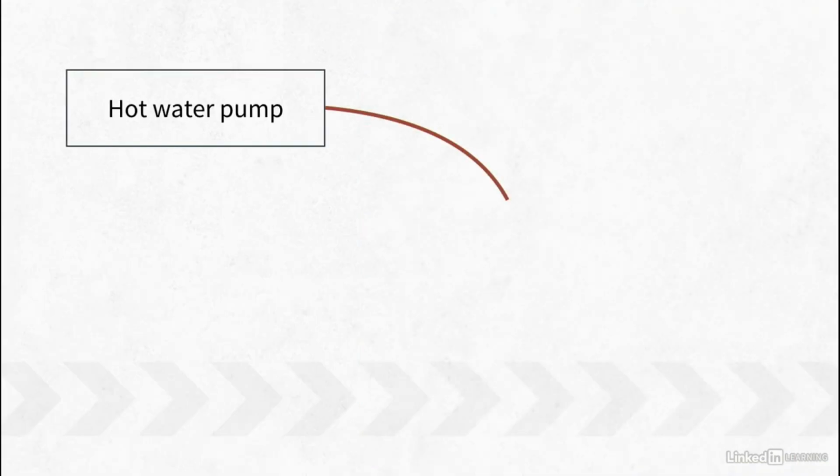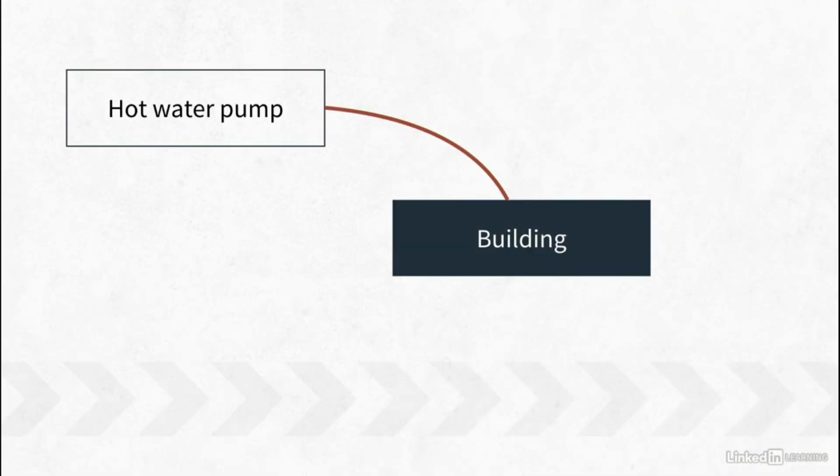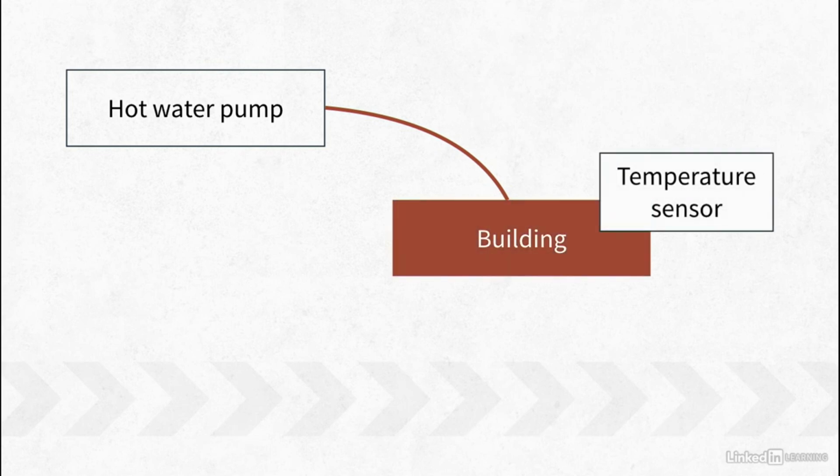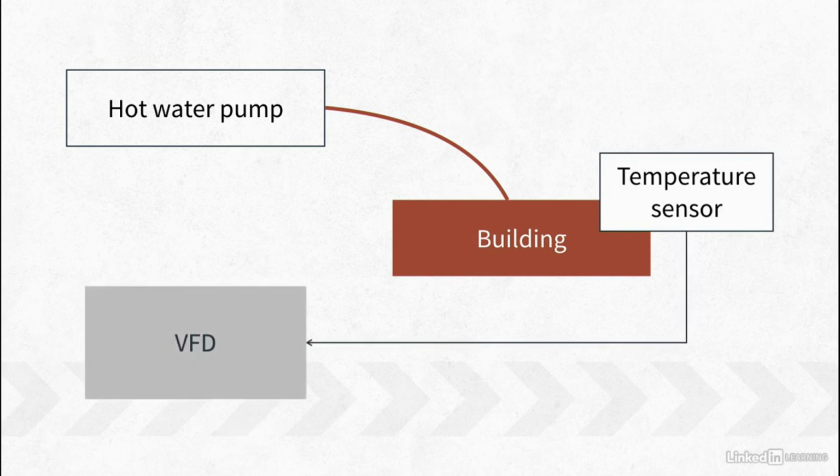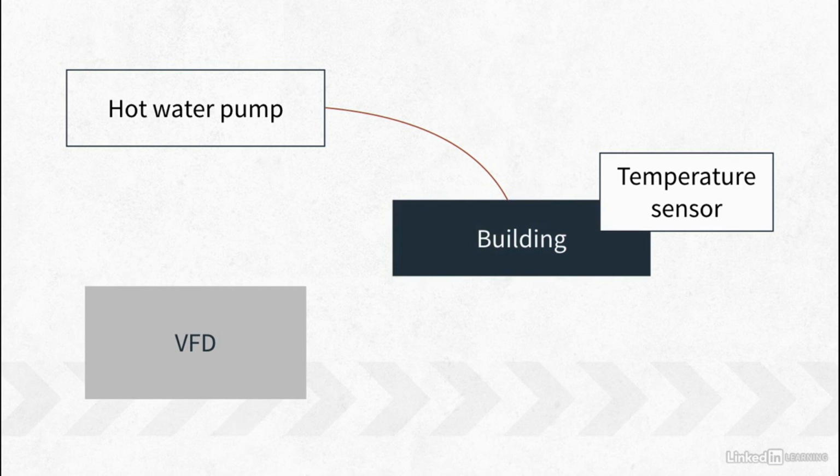As an example, if a hot water circulating pump was heating part of a building, and that part of the building got too hot, the temperature sensors located throughout the building would tell the computer that it was too hot, and the computer would then in turn send a signal back to the VFD to slow down the hot water circulating pump, therefore reducing the temperature in that part of the building.